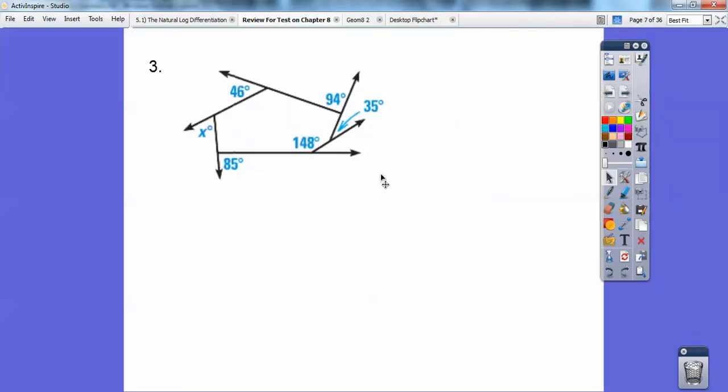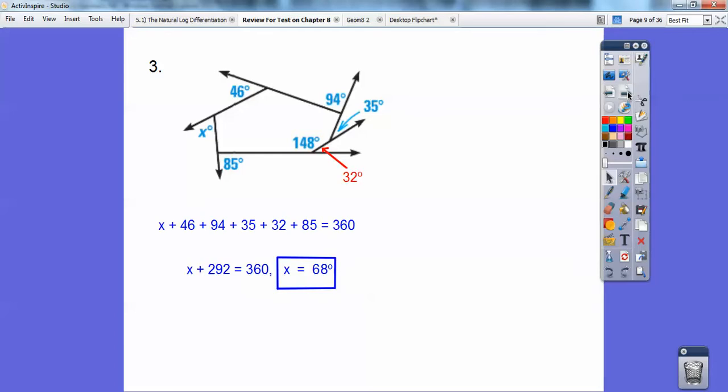Okay, on this one, you guys, these are exterior angles, so exterior angles add up to 360 no matter how many sides there are. But be careful, that 148 is an inside angle, so what I've got to do is get this outside angle because this straight line is 180, so 148 plus 32 more gets me that outside angle. Now I can add up all the outside angles to be 360. Outside angles are 360 all the time. And I get x equals 68 on that one.